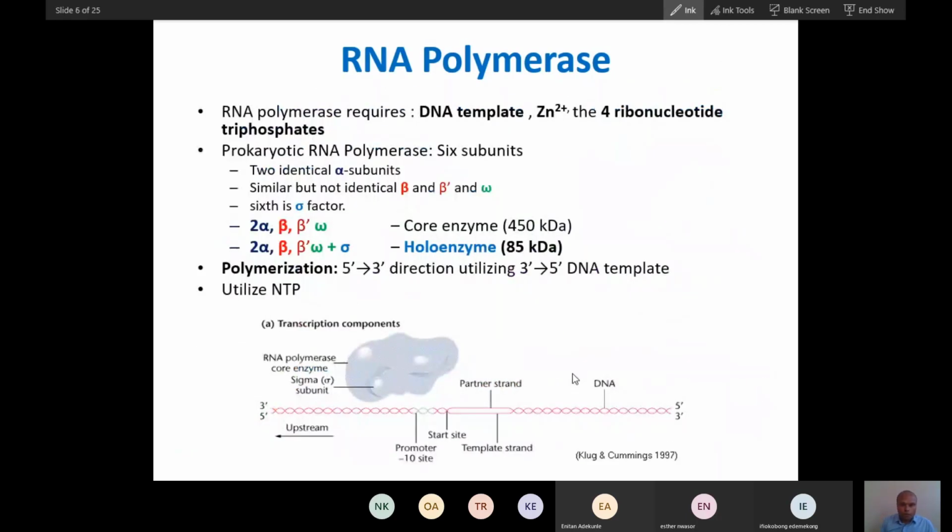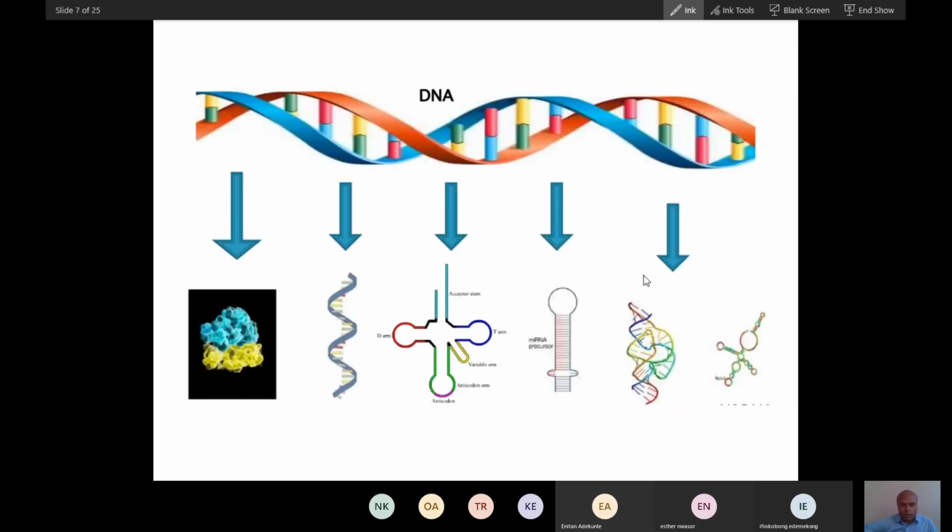You can see this is bacterial RNA polymerase. The core enzyme is made up of 5, and when sigma is there, this is holoenzyme. What is the function of sigma? Sigma helps this enzyme bind with the promoter region. And this polymerization happens in 5' to 3' direction utilizing a 3' to 5' DNA template. We have seen that. So these are the products of DNA transcription. Different RNAs will be generated because of transcription only.